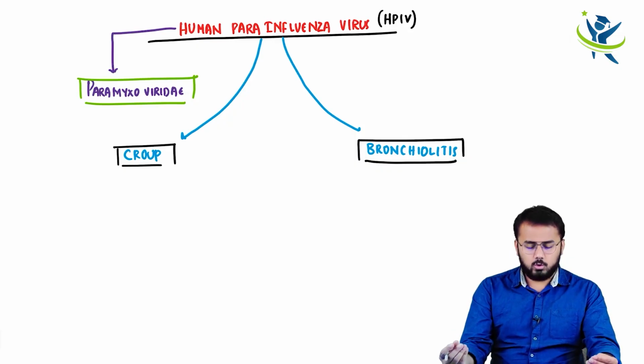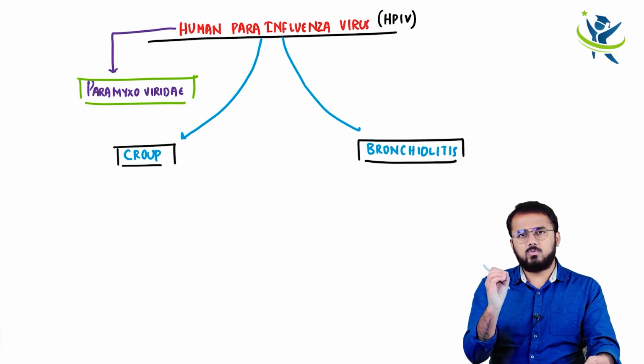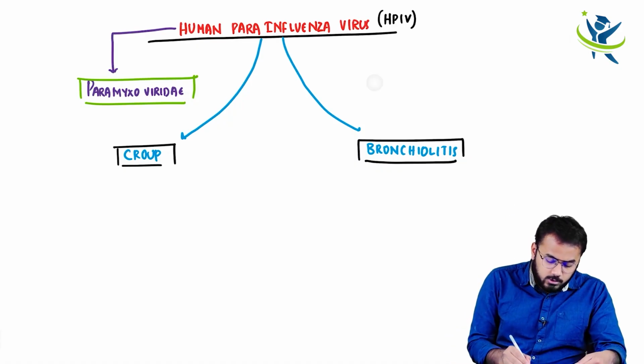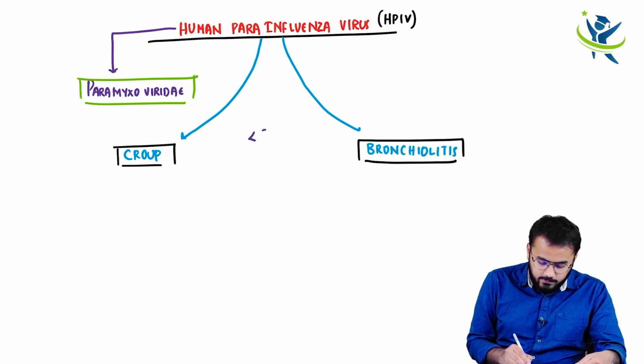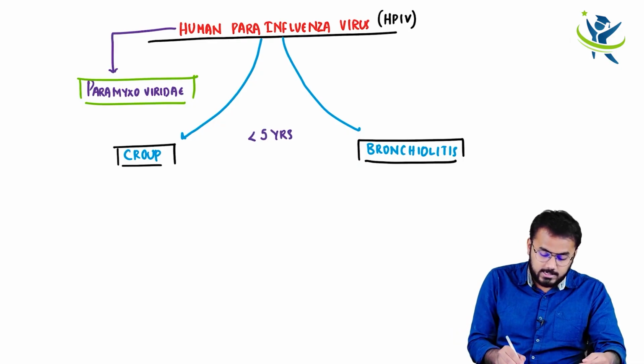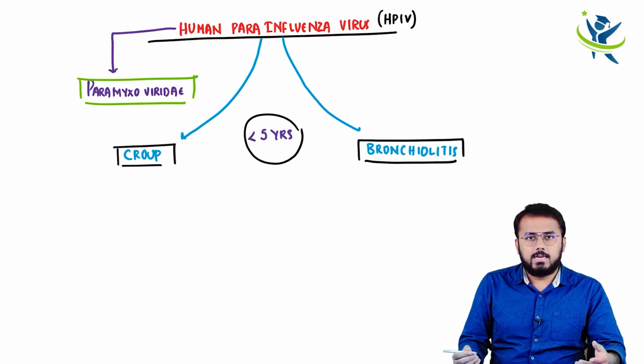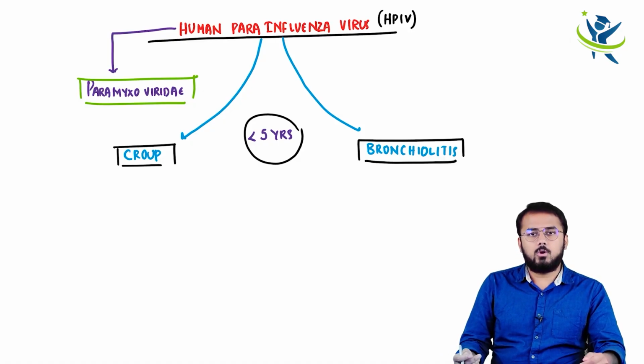Now what age group is this virus going to affect and cause Croup and bronchiolitis, guys? That age group which is less than 5 years of age. So mainly in these kids you're going to see Croup and bronchiolitis.